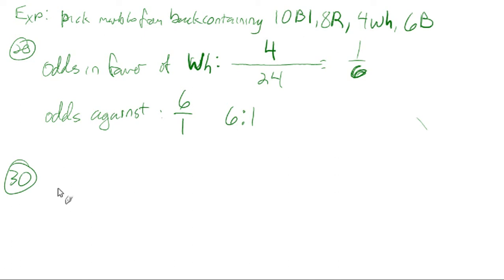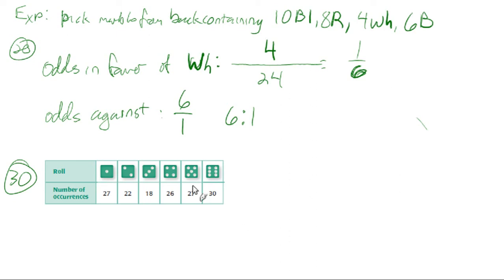So, number 30. All right, and there's a little table they give us. So this is all about experimental probability. They actually did this experiment 150 times and just recorded how many times each of these things happened. So they got a 1 27 out of 150 times. 22 out of 150 times they got a number 2, and so on.